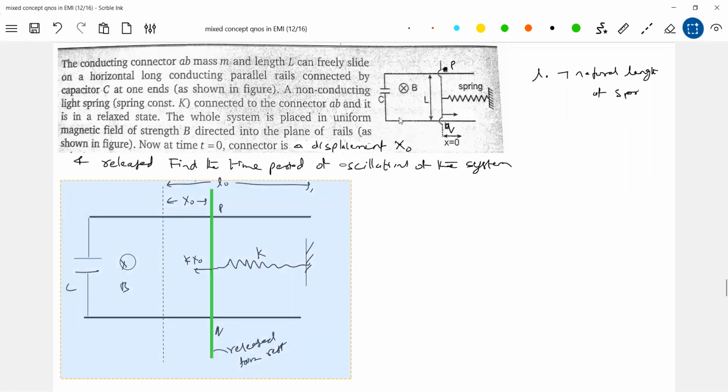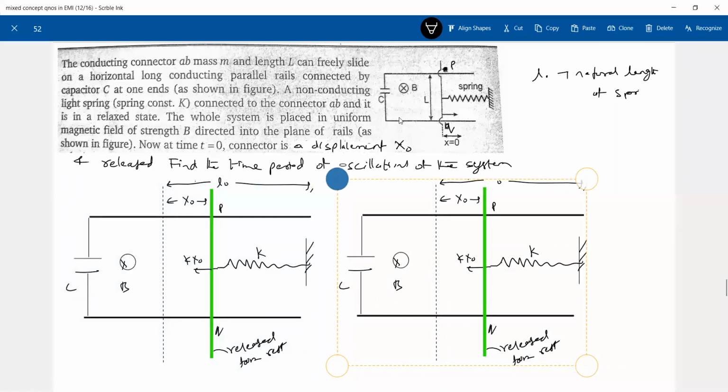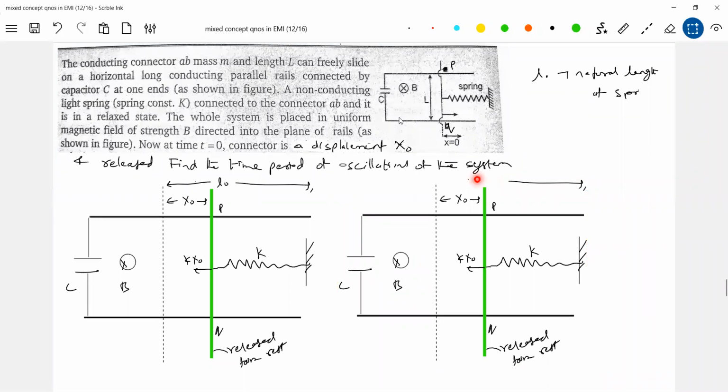Okay, let's. In exams, I don't think you can draw so many diagrams. So let this be at a distance x. It has approached near the equilibrium. Let this be x. This was the initial position where I released it. So now it got accelerated. B is into the plane.